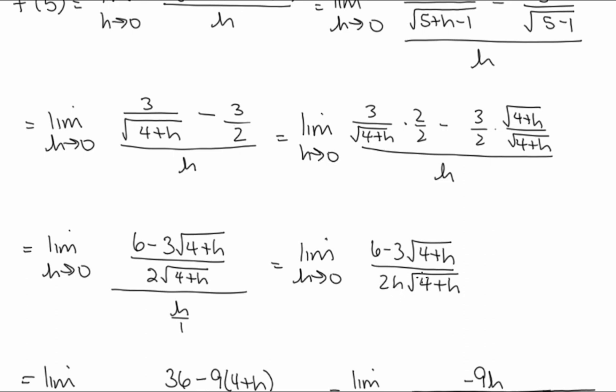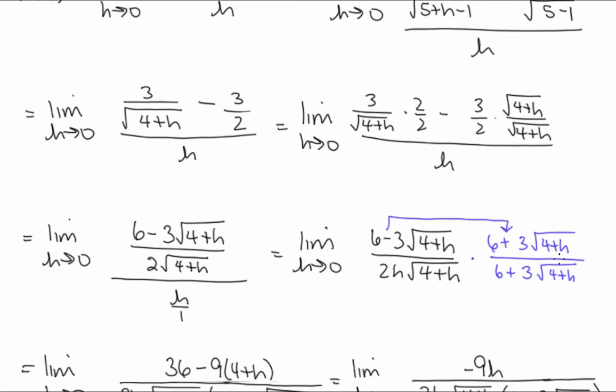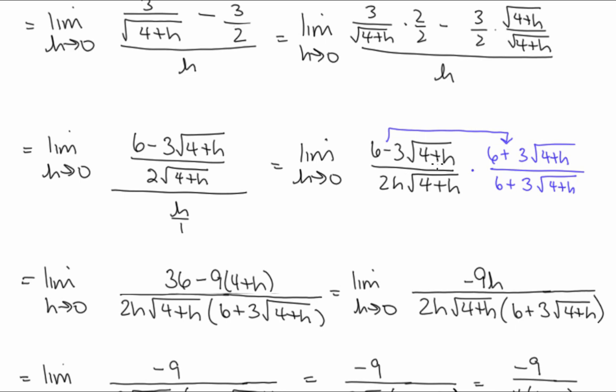Now we still have a little bit of work to do to get rid of the radical in the numerator. So we're going to multiply, as we usually do, by the conjugate. So this is going to be 6 plus 3 radical 4 plus h over 6 plus 3 radical 4 plus h. Again, this negative sign becomes a positive, so that when we multiply through in the numerator, the middle terms will cancel, and we'll end up with 36 minus 9 times quantity 4 plus h. And in the denominator, we keep everything factored, and so we're here.